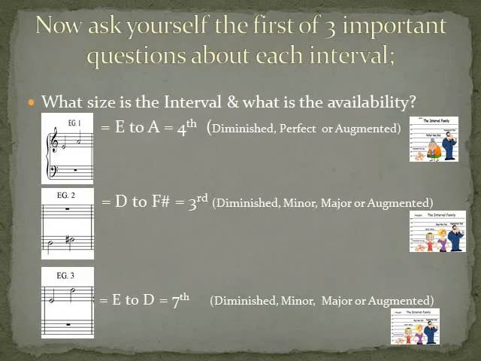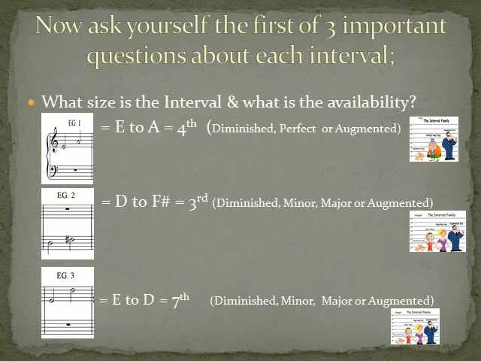Now, ask yourself the first of 3 important questions. Now, as you've got the previous information, you ask 3 important questions. Number 1, what is the size of the interval and what can it be? In other words, what is the availability? So in the first example, the lower note is E, the upper note is A. When you count it, it becomes a fourth. What type of fourths could we possibly have? Well, 4, 5 and 8, Nan's home, so therefore it's a diminished, or a perfect, or an augmented. It can't be a major or a minor.